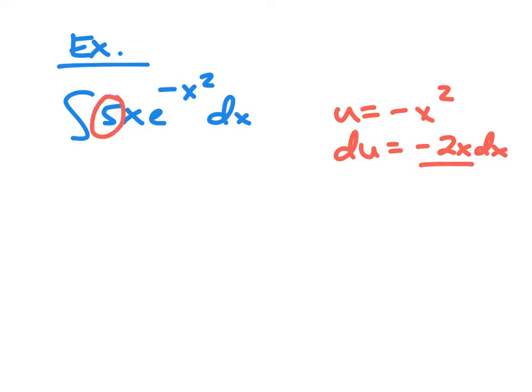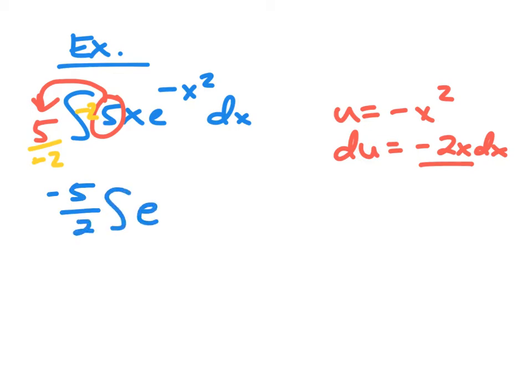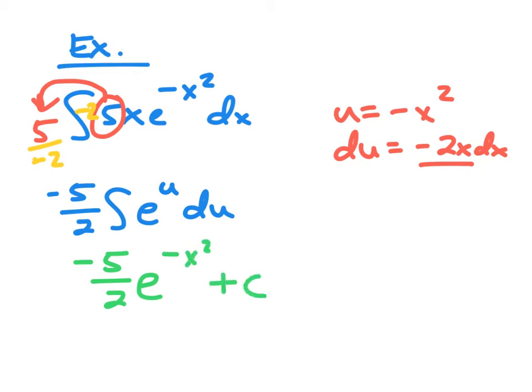So this 5 is not needed, and with properties of integrals, I can just pull numbers that I don't need out in front. And so now I'm going to have that 5 out in front, and then I'm going to put in what I'm missing for the du. So I'd have to put in a negative 2 on the inside, and then divide by negative 2 on the outside to balance it out. So if I rewrite this, I now have negative 5 halves, integral of e to the u du. So my integral would go to negative 5 halves, e to the u, which is negative x squared, plus c. And there's my antiderivative.